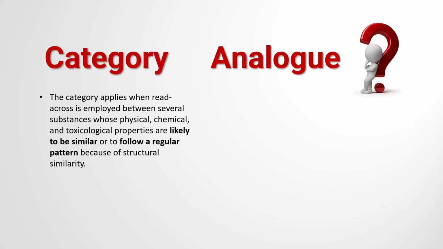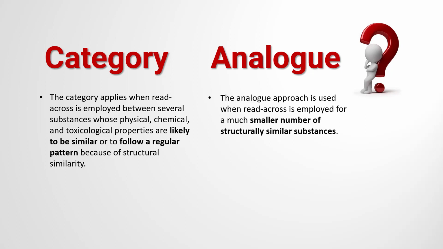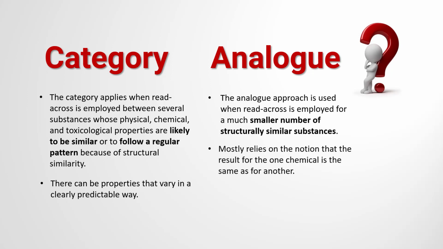The category applies when read-across is employed between several substances whose physical, chemical, and toxicological properties are likely to be similar or to follow a regular pattern because of structural similarity. The Analogue Approach is used when read-across is employed for a much smaller number of structurally similar substances. Under the category approach, properties can vary in a clearly predictable way, whereas the Analogue Approach mostly relies on the notion that the result for one chemical is the same for another.